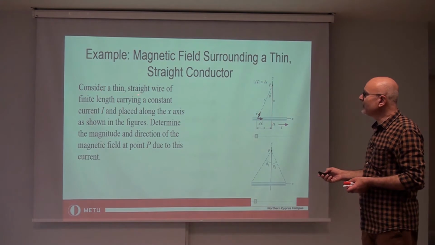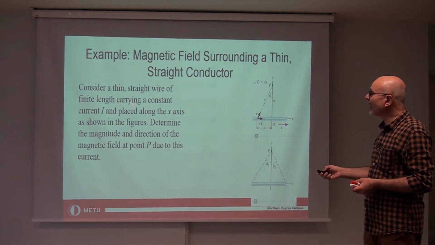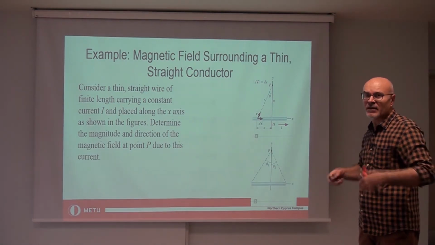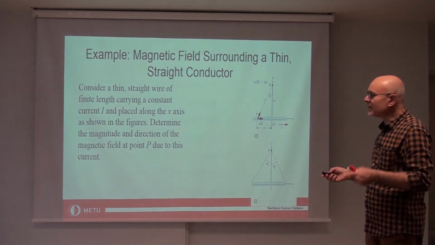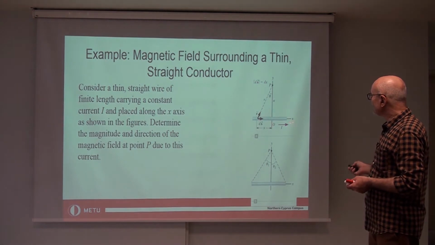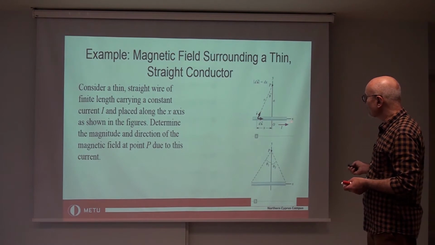We have a thin straight wire of finite length. It's not infinite. We will consider the infinite case later, probably as a limit of this. It lies along the x-axis, and the current is flowing along the positive x direction.